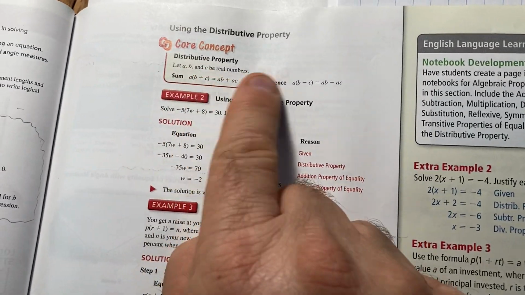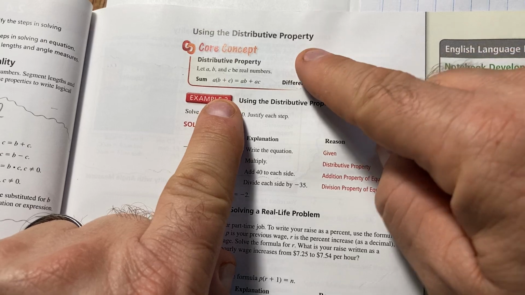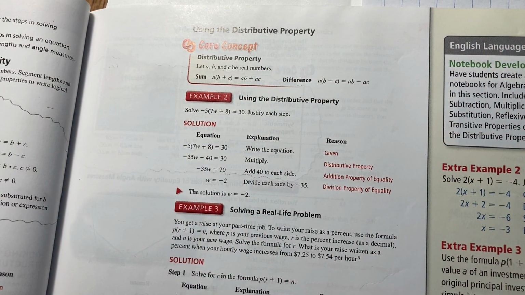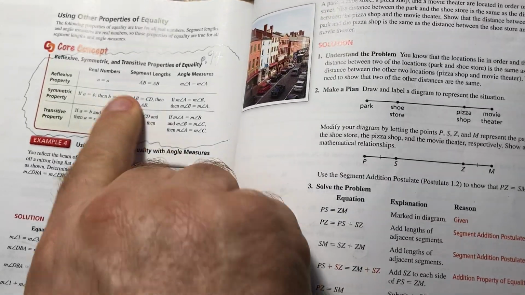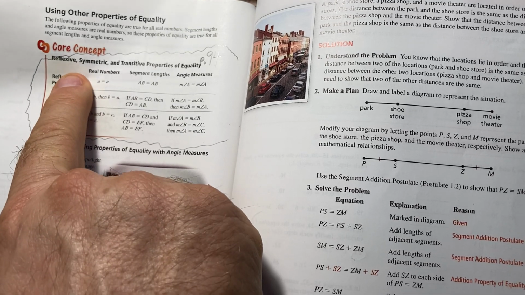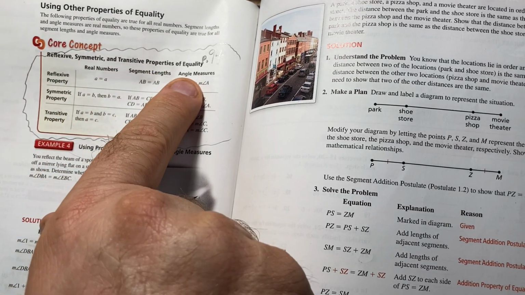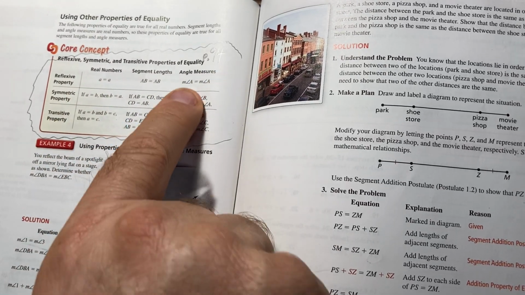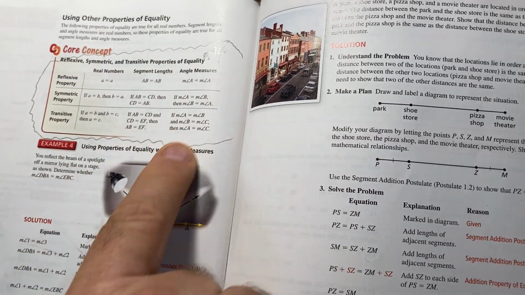You do not have to put this in your notes. Distributive property, you've seen that before. The reflexive property, symmetric property, and transitive properties of equality on page 94. This stuff you need to put in your notes. Page 94, this stuff you need to put in your notes.